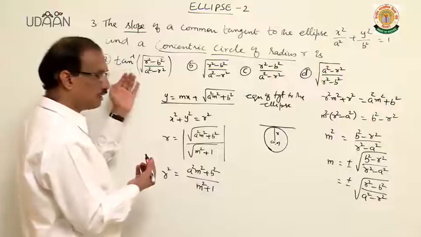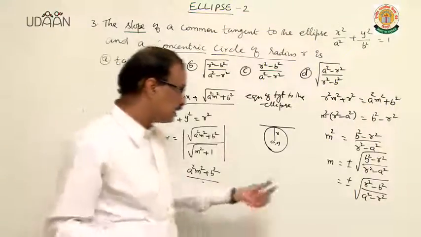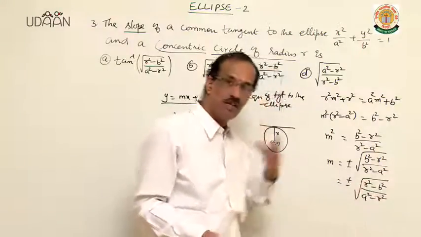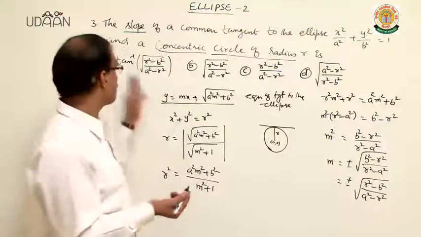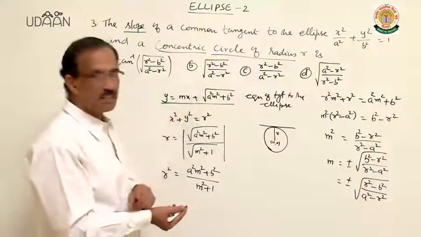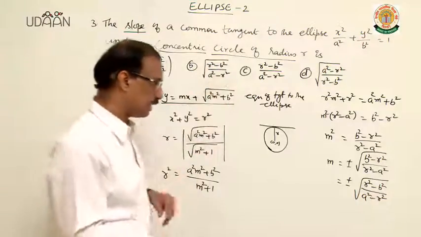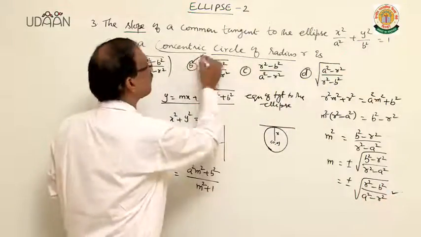This one is in terms of tan inverse, so it cannot be, because we know tan theta equals plus minus this. What we wanted is the slope. We are not asked to find theta, so it is ruled out. The second one, root of (r square minus b square) upon (a square minus r square), we have the option for this. So B can be the option.